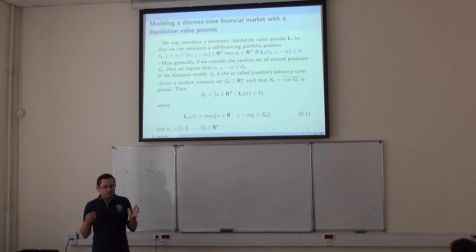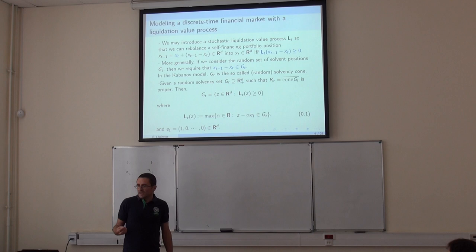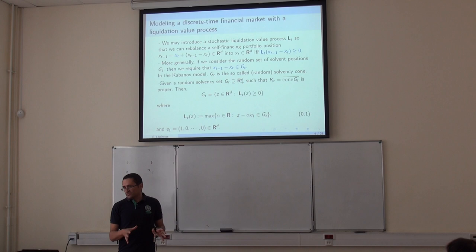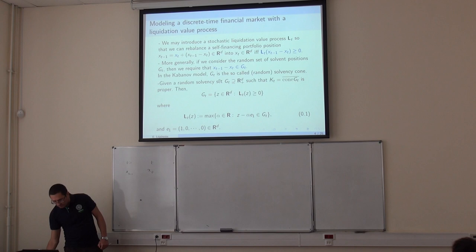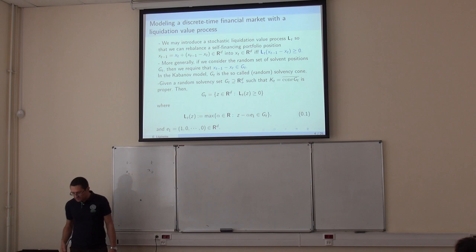Actually, you may also consider more general models where G_t could also be larger than the solvency set, in the sense that, in the spirit of risk measures, you can consider a set of acceptable positions. In the case of the model with proportional transaction costs proposed by Kabanov, this is the so-called solvency cone.